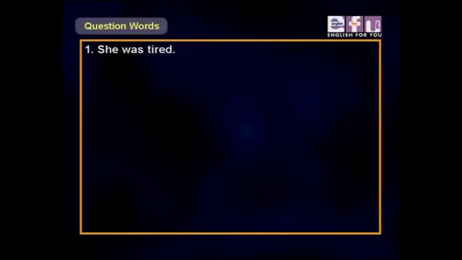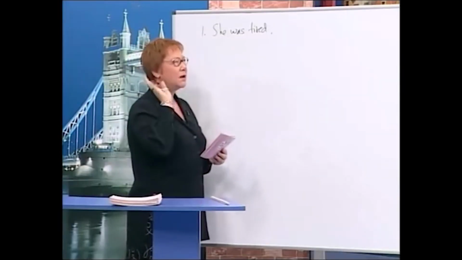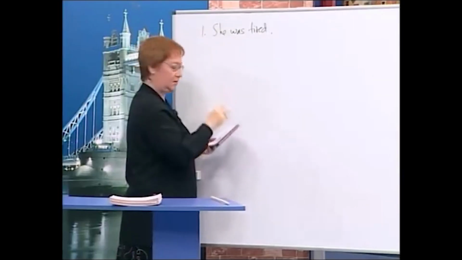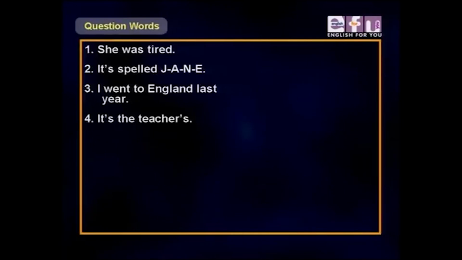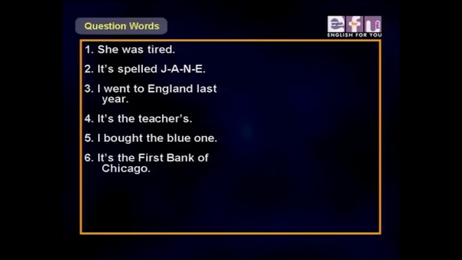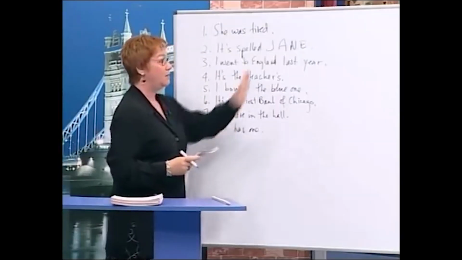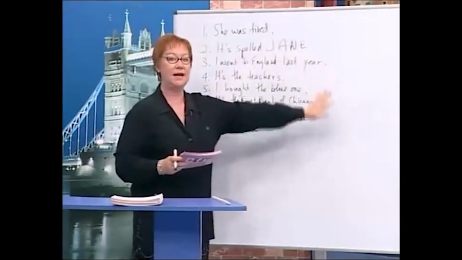She was tired. Now, you watch and think what kind of question can be for each answer, okay? It's spelled Jane. I went to England last year. It's the teacher's. I bought the blue one. It's the First Bank of Chicago. They are in the hall. Ali has one.